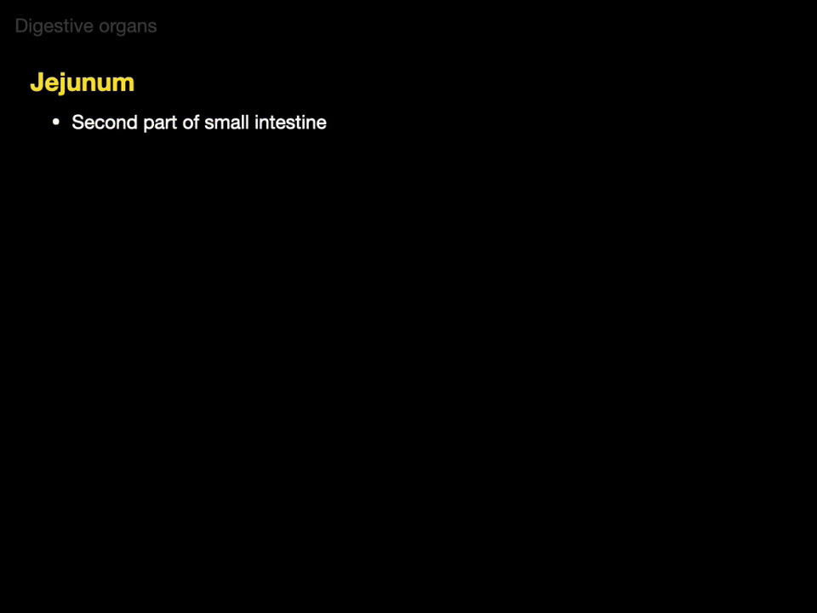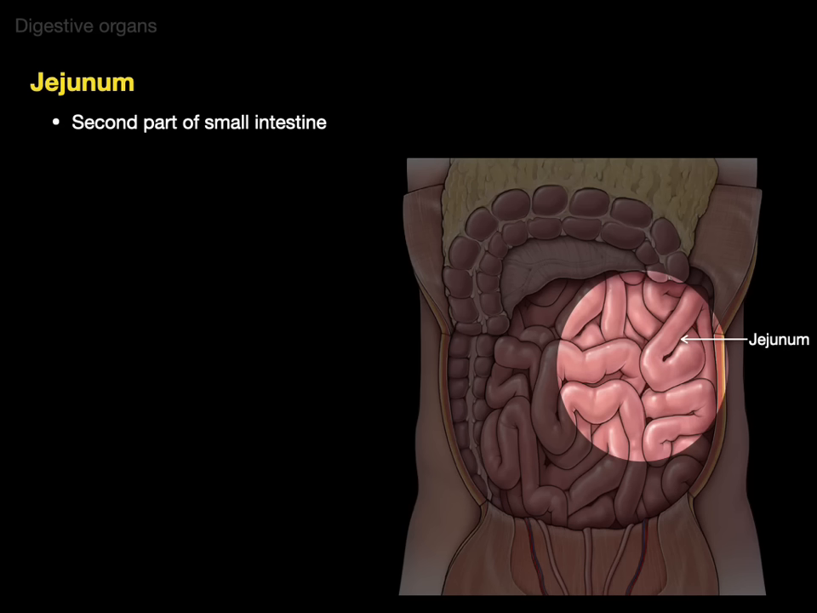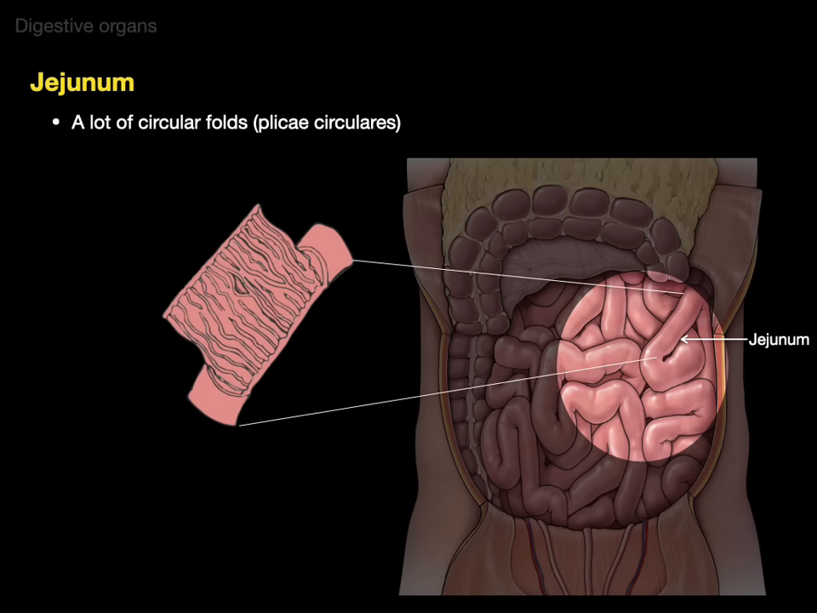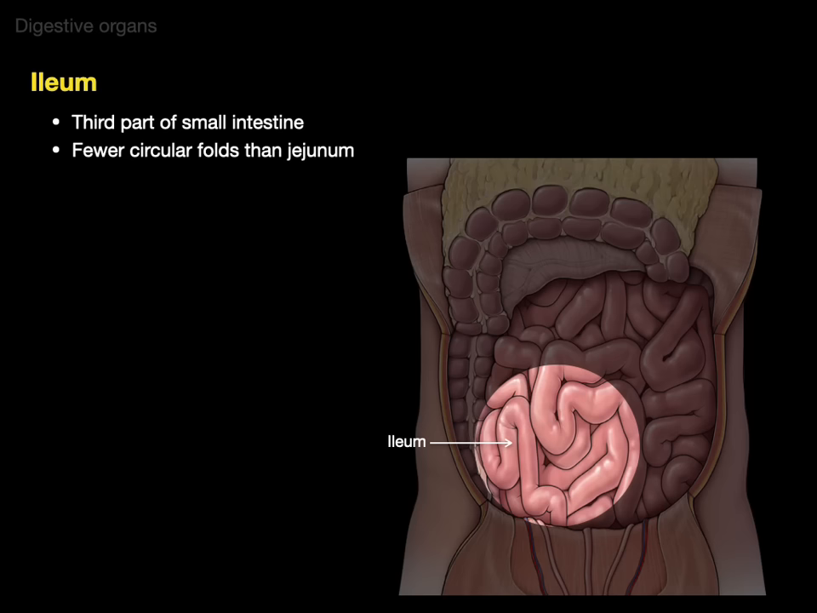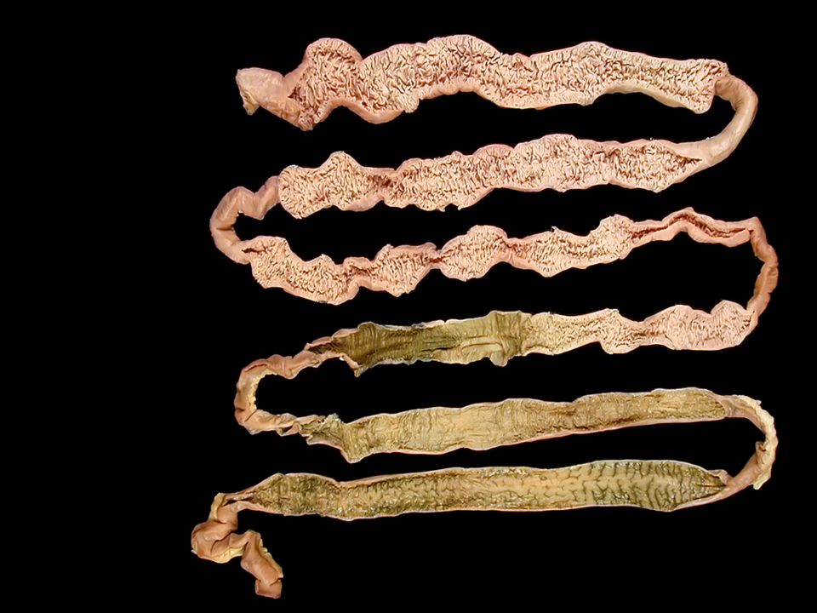Now the jejunum is the second part of the small intestine, as we've shown here, and it has a lot of circular folds. The fancy way of saying it is the plicae circularis, lots of circular folds, as you can see there. So there's lots of absorption of the nutrients from the food we're eating. Now the ileum is the third part of the small intestine. There are fewer circular folds than in the jejunum, so when we compare the jejunum and ileum: lots of circular folds, fewer circular folds. They're there, but just not as many.